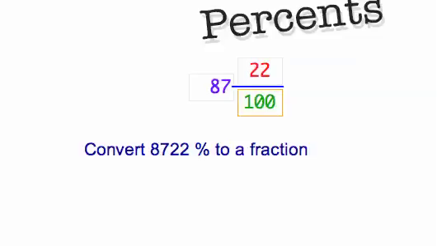We just have to reduce this. So what goes into 22 that also goes into 100? 2. So we divide the top by 2. That makes 11. Divide the bottom by 2. That makes 50.